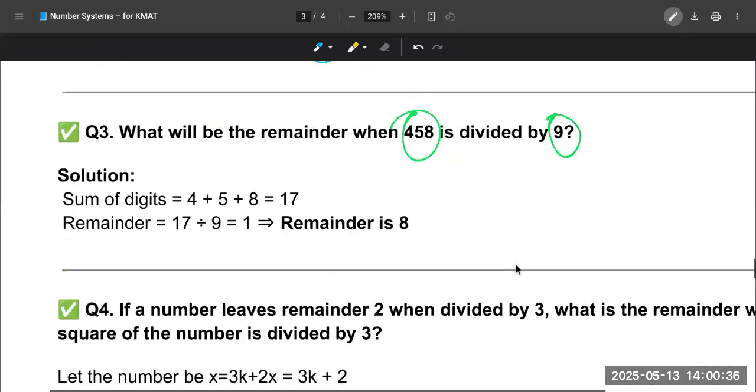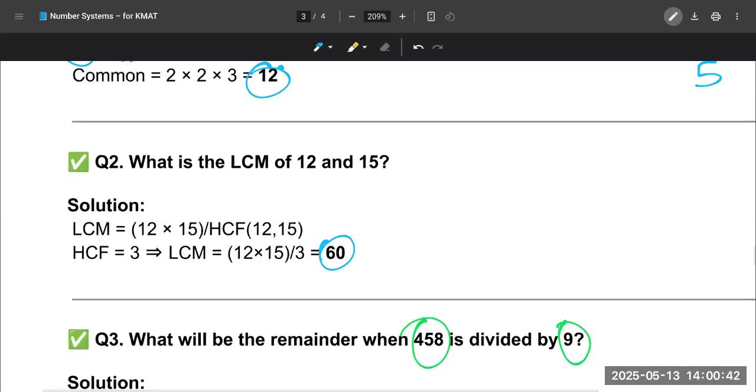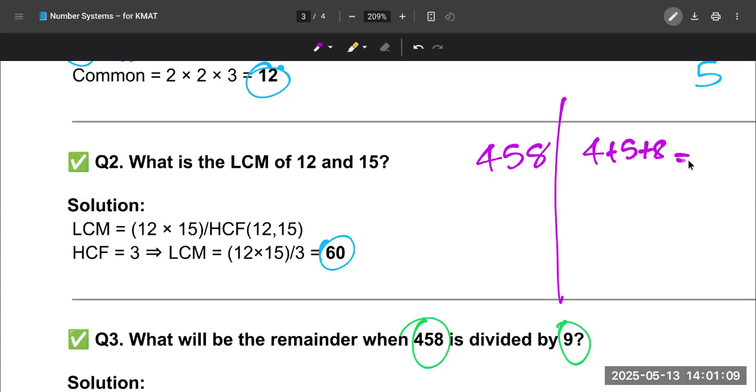Okay. Moving forward to the next question. What will be the remainder when 458 is divided by 9? So how to find the remainders? Is 458 divisible by 9? I think it's not, because it's not divisible by 3. Yeah, it is not divisible by 3.